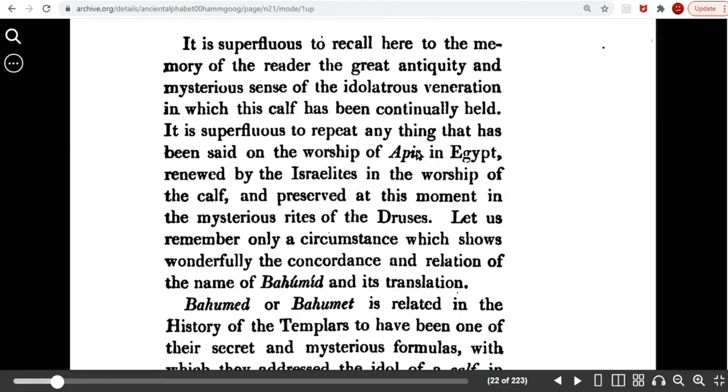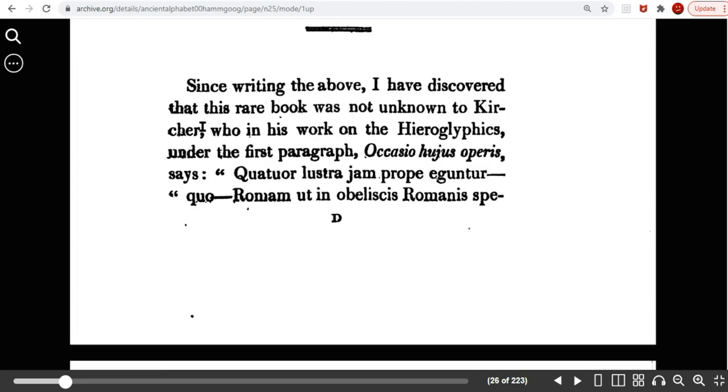So in the author's preface, he also says that it's superfluous, it's unnecessary to repeat anything that has been said on the worship of apis. And so pis is your Greek word for behind or past, and to repeat the past, the worship of the past. Since writing the above, I discovered that this rare book was not unknown to Kirshner, who wrote his work on the hieroglyphs, the first paragraph.